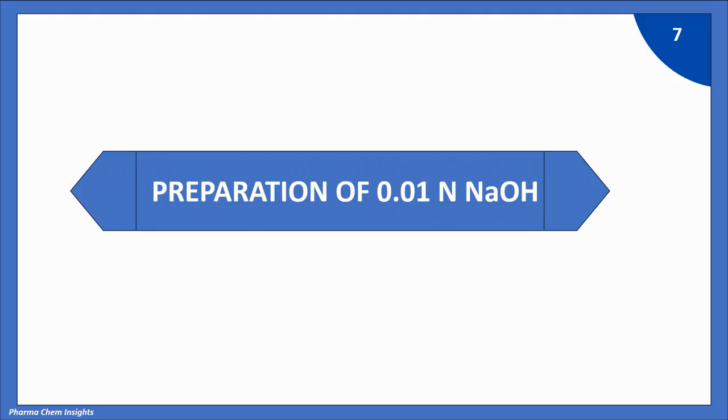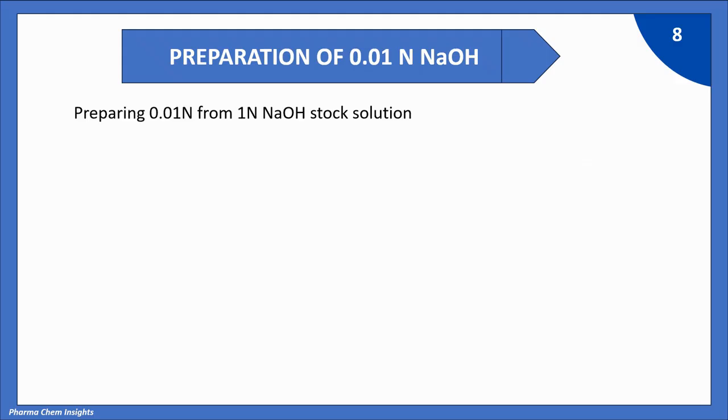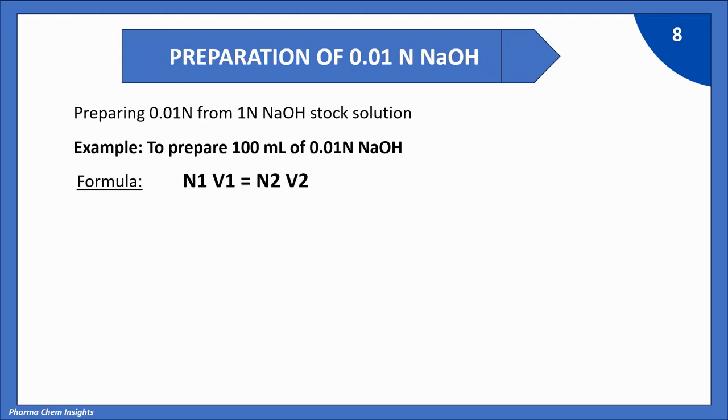Now we will see the preparation of 0.01 normal NaOH. Let us see by the example to prepare 100 ml of 0.01 normal NaOH solution. So we have formula N1V1 is equal to N2V2. So by substituting the values, we get 1 into V1 is equal to 0.01 into 100. And by calculating, we get V1 is equal to 1 ml. So 1 ml of stock solution is required.